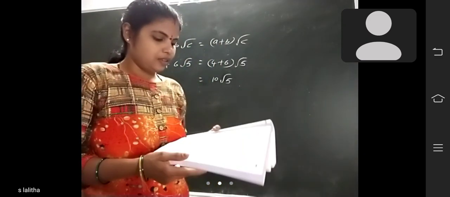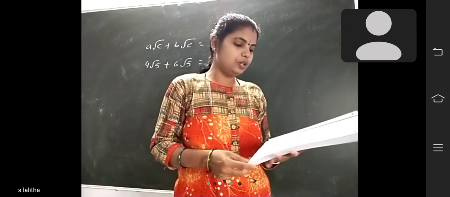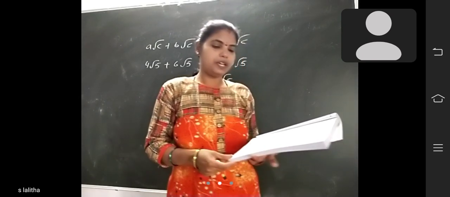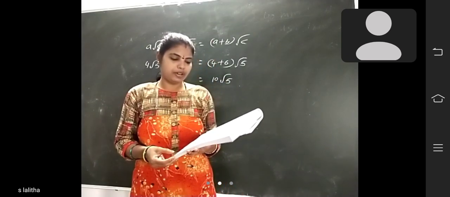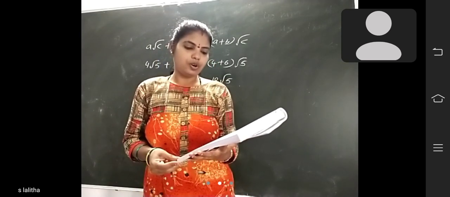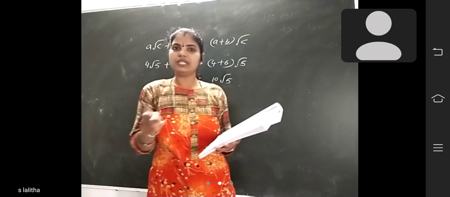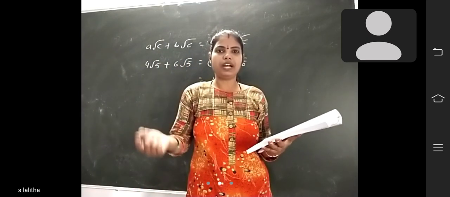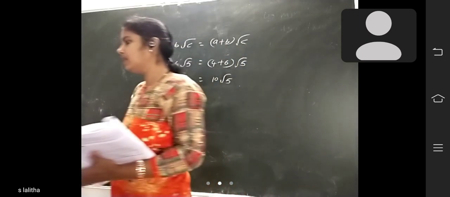Next, given that the average of two surds is 5 plus 9 root 2, if one of them is 1 plus 12 root 2, then the second one is. So here what is given? Average of two surds is given, and one of the surds is given. You have to find the second surd. How can you find, children?